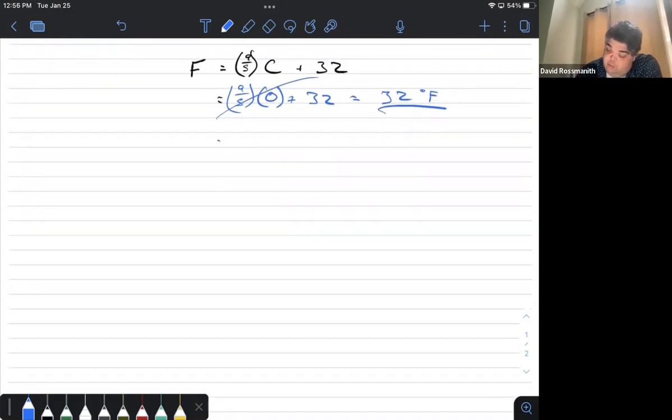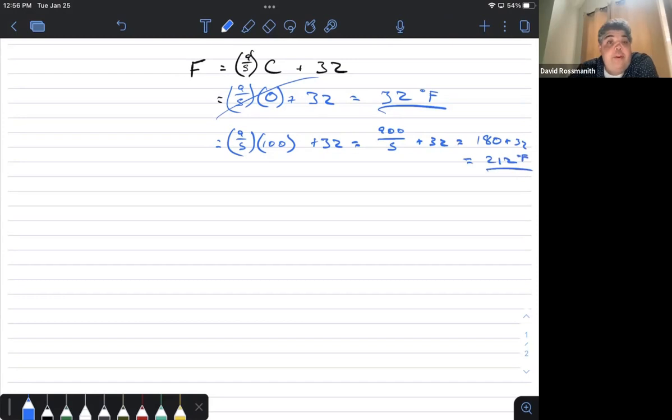Another one, water boils at 100 degrees Celsius. So if I have 100 for my Celsius, I'm going to multiply that by 9/5 and add 32. So what is that? 900/5 plus 32. 900/5 is 180. 180 plus 32 is 212, which I happen to know is indeed the boiling point of water in Fahrenheit. So it checks out. And any temperature you choose will work this way. You tell me Celsius, I can give you Fahrenheit by doing this little calculation.